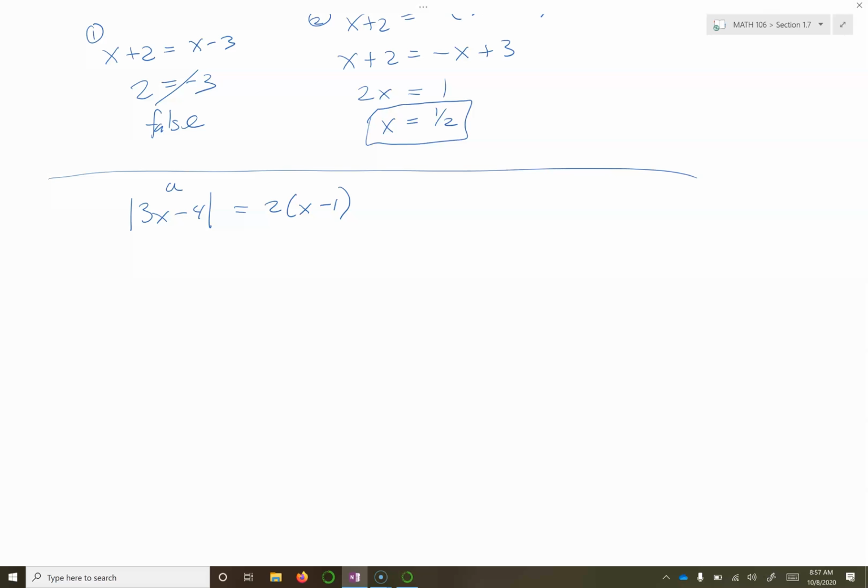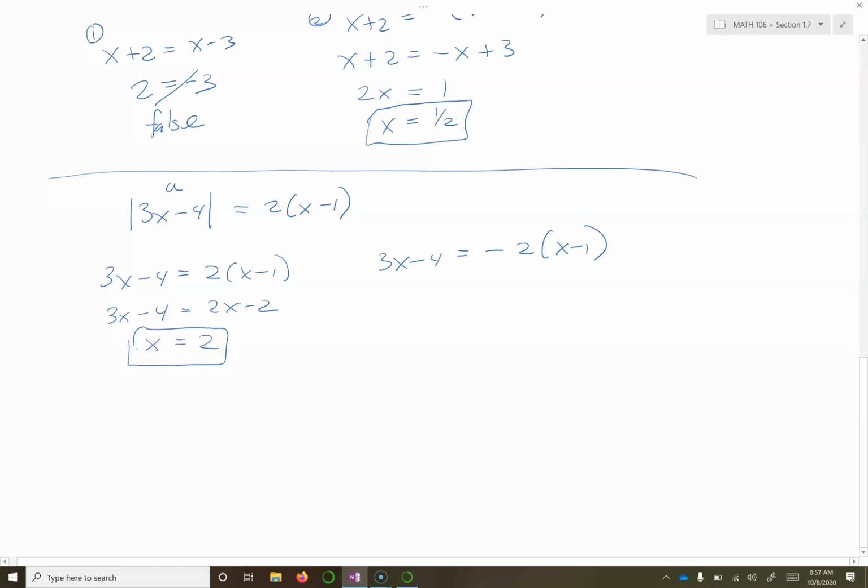All right, so what did we do there? Well, we said 3x minus 4 has to be equal to 2 times x minus 1, but then also 3x minus 4 is equal to negative 2 times x minus 1. We're just tacking on the negative sign as the two possibilities. And then you go ahead and solve. So 3x minus 4 is 2x minus 2. I'm going to move the 2x over here. We get an x, and then it's negative 2 plus 4, which is 2. So x equals 2 is a solution.